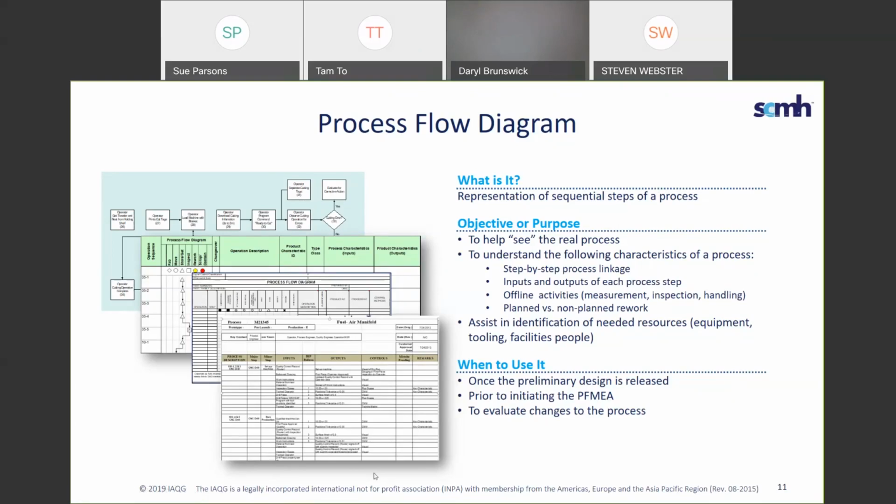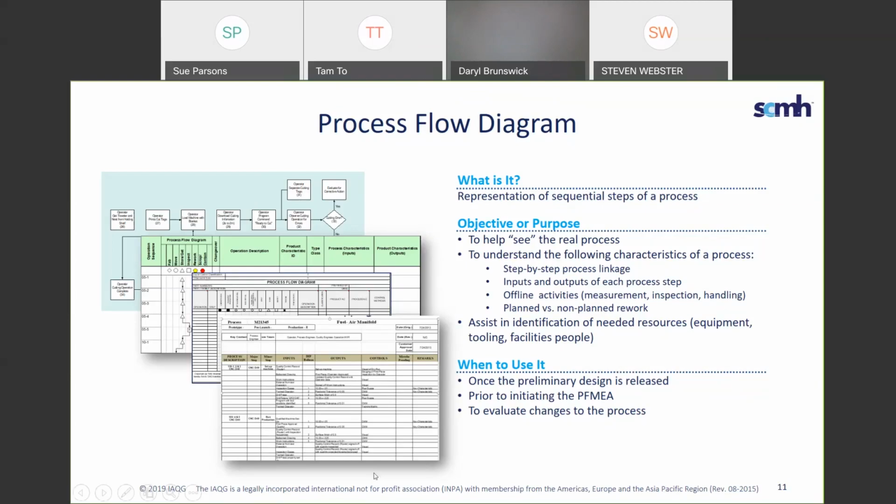This may be in the form of a visual diagram, a table, or an input and output form as shown to the left. These are only a few examples, but to assist in the fact that everyone may see things differently, you'll want to use what best fits your organization. And the key point is to make sure that it can flow into the process failure modes effects analysis.